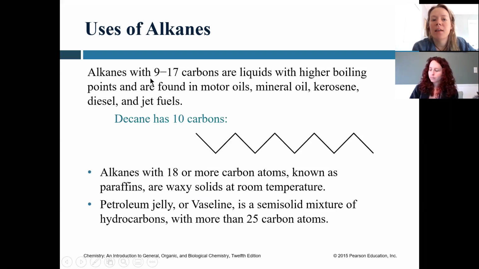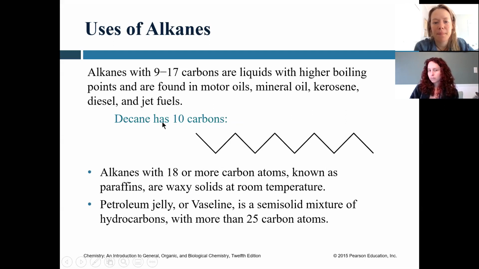If you have an alkane with a chain of 9 to 17 carbons, these will be liquids with much higher boiling points. They're not so volatile. They tend to stay as liquids. So things like motor oils, mineral oils, kerosene, jet fuels, heavier carbons.